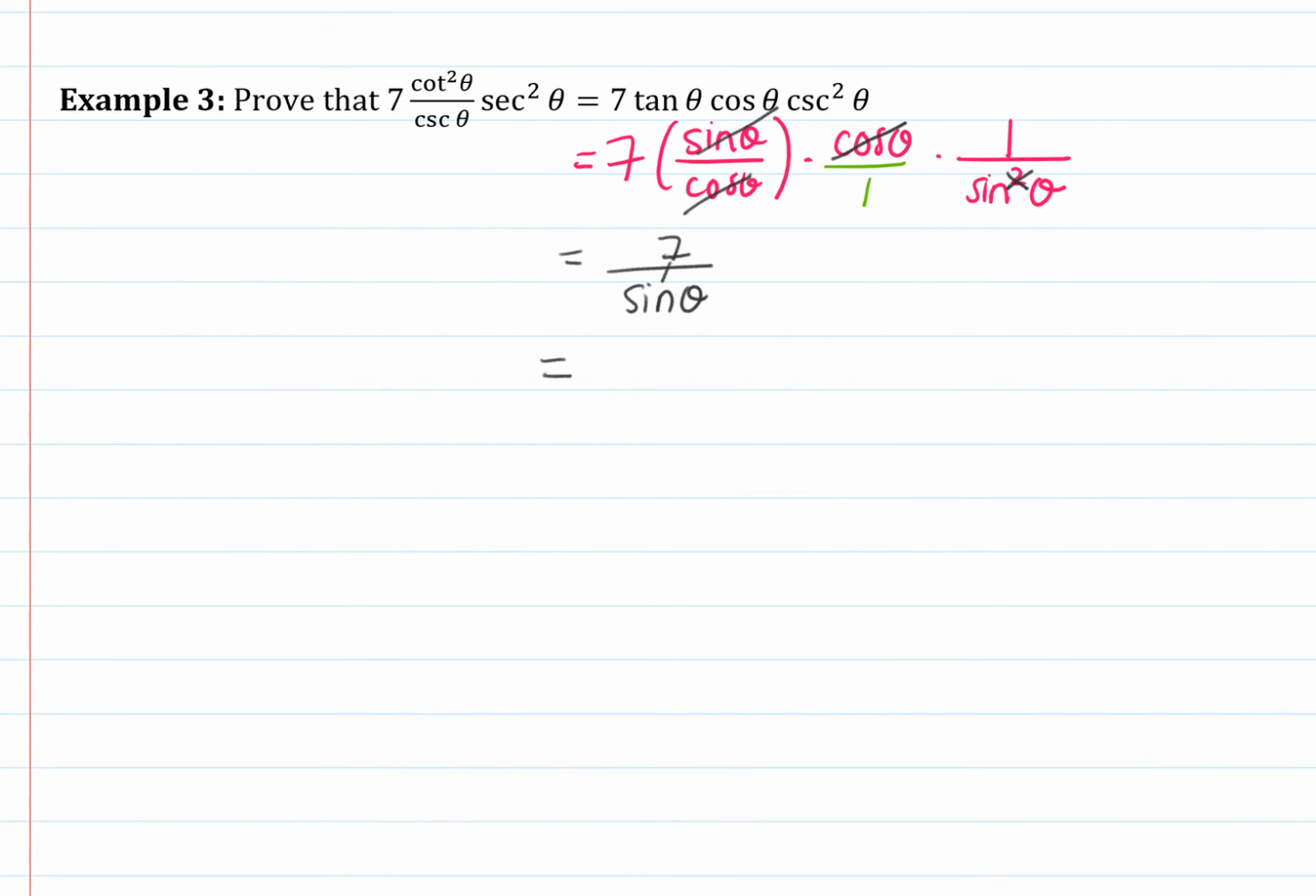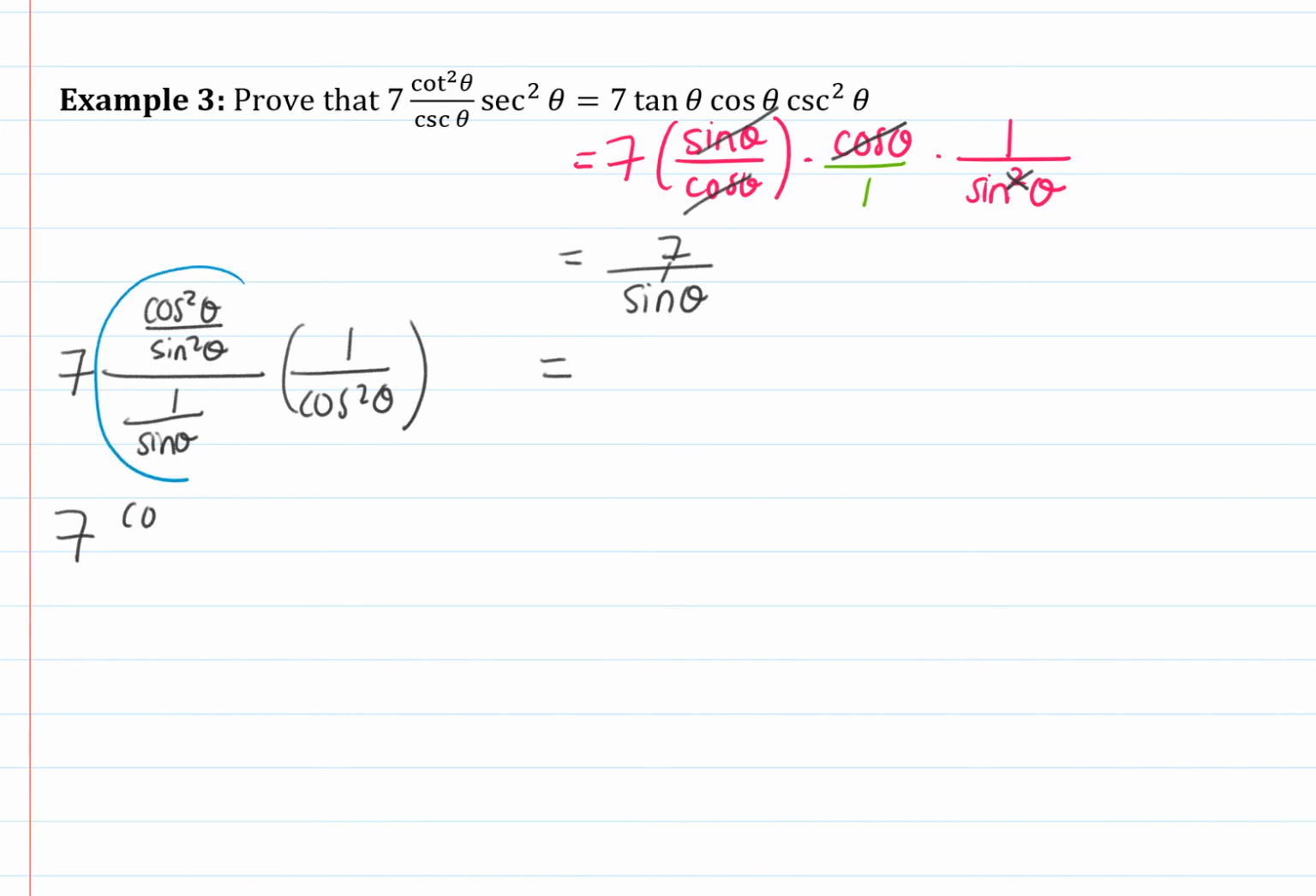Okay, so I have on the left-hand side 7 times cosine squared theta over sine squared theta, that's my cotangent squared theta, over 1 over sine of theta, that's my cosecant theta. Secant squared theta is 1 over cosine squared theta. Ooh, this is messy. So we've got 7 times, let's take care of this guy first. So that would be cosine squared theta over sine squared theta times sine of theta over 1.